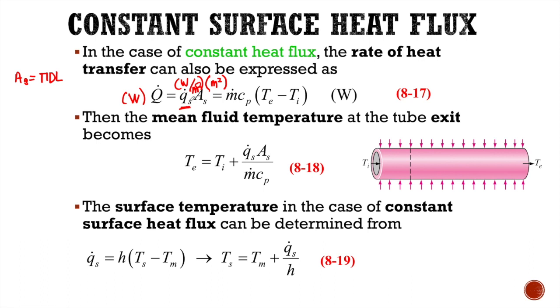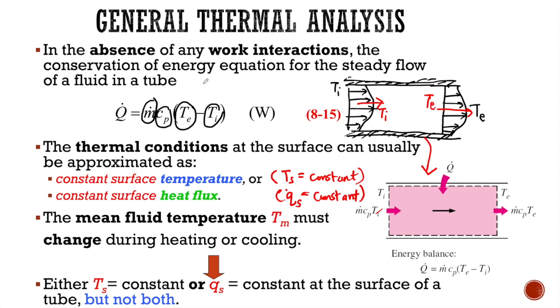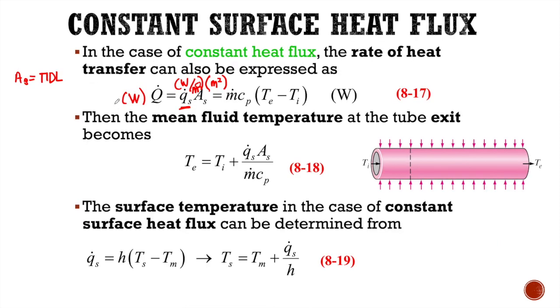Then we know that q dot s times As is equal to Q dot. Then we can equate this equation with the earlier equation, where m dot Cp (Te minus Ti) is Q dot. Therefore, we can equate m dot Cp (Te minus Ti) equal to q dot s As. Okay?